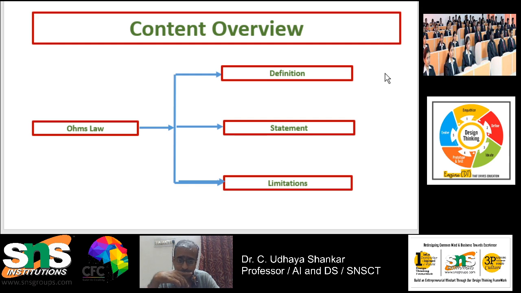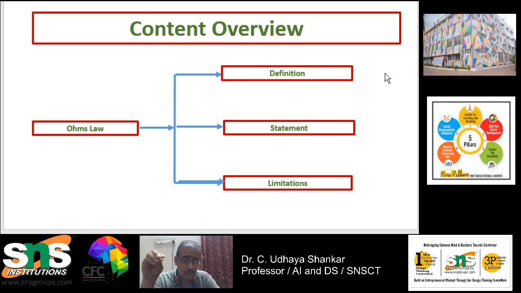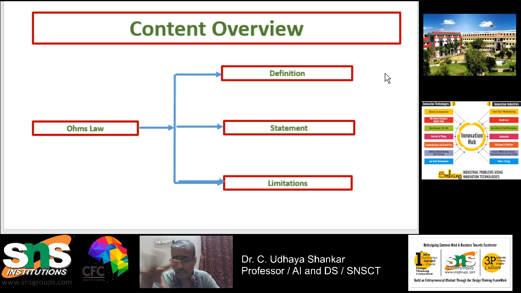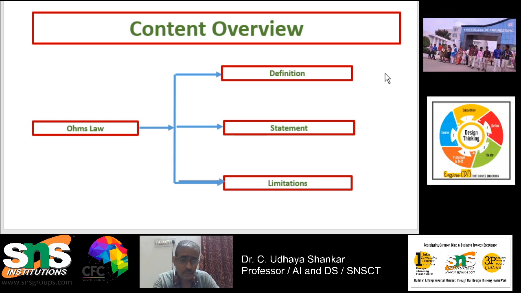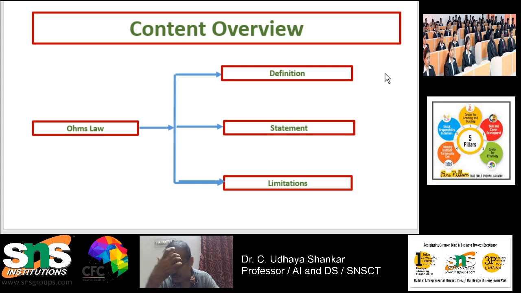We should be aware. First of all, before knowing the law clearly, we should always know whether this particular law is eligible to apply for this particular circuit. That's very important. That's why limitations are very important, because we should not apply Ohm's law abruptly for all the circuits. There are some exceptional circuits in which Ohm's law cannot be applied. Those things also we will be discussing. So let's move on.